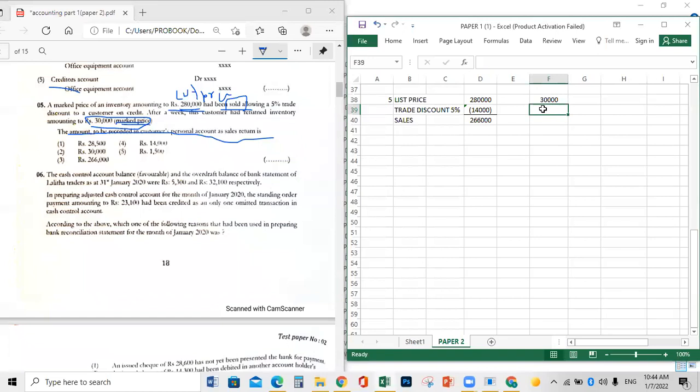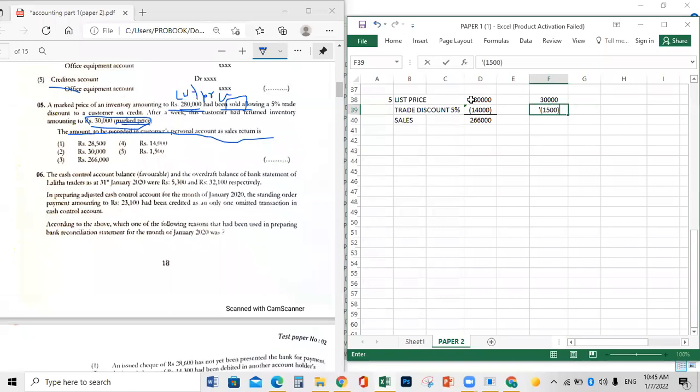Because, guys, always sales return and return inwards, you should record it after the trade discount. How do I know they haven't deducted the trade discount? Because in the bracket, they specifically put that it's the marked price, that is the list price. Marked price means the list price. So that means they haven't deducted the trade discount, which is 5%. 5% trade discount, is it 1,500?